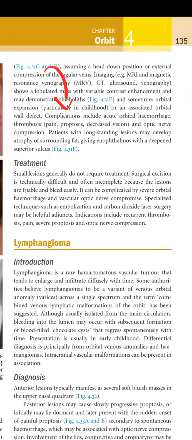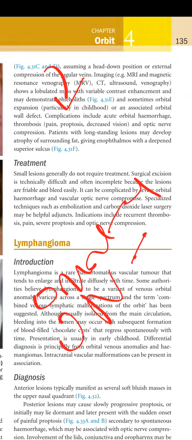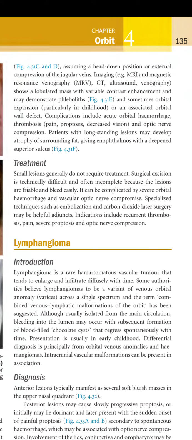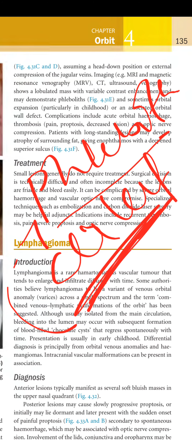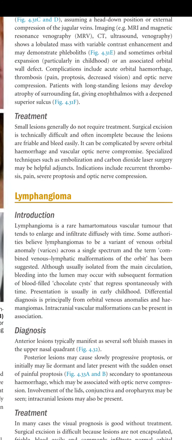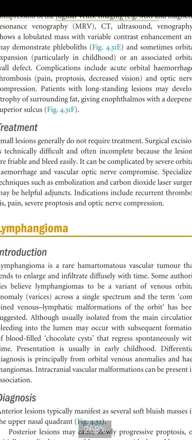So there are certain complications that can be associated with varices. It can bleed and cause orbital hemorrhage. It can cause optic nerve compression or thrombosis. And in a long-standing case, there can be atrophy of fat, resulting in enophthalmos and a deepened superior sulcus. Another term is phleboliths. Basically, phleboliths are clotting or calcification that happens in a vein. So these are characteristic of varices.